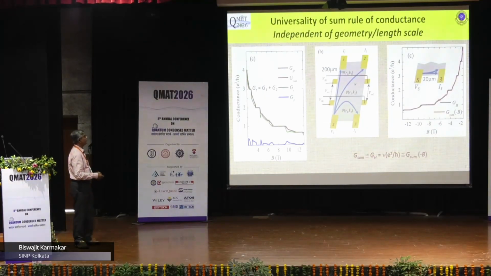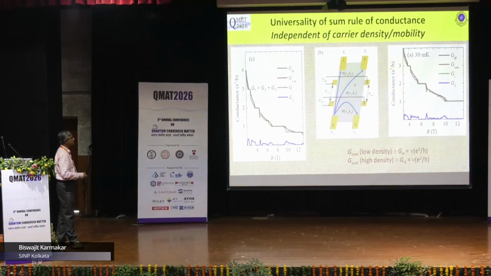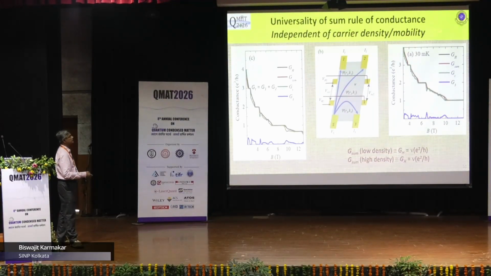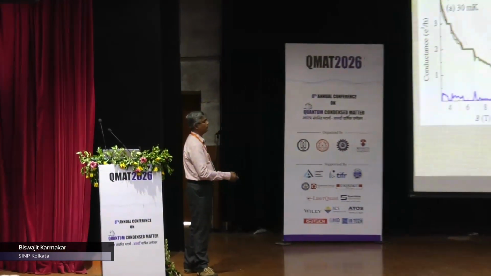Then there is geometry and length scale. In this device, the travel distance is 200 micrometer. If we reverse the magnetic field, my chirality is opposite. Source to drain is 20 micrometer. Again we do the same experiment, and we see that G sum approaches GH. So it is length scale independent. Now we inject carriers in the same sample, so its density and mobility change. Again you see that G sum follows GH. And if we increase the temperature, again you see G sum following GH.